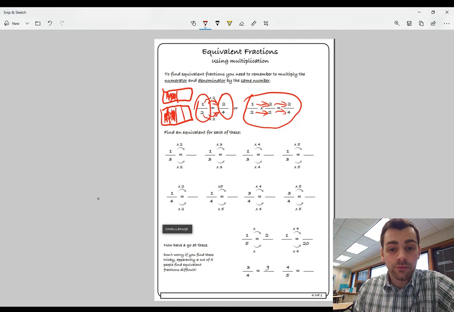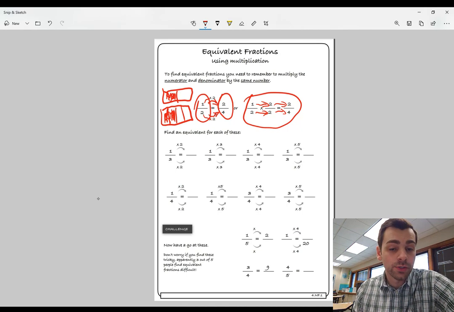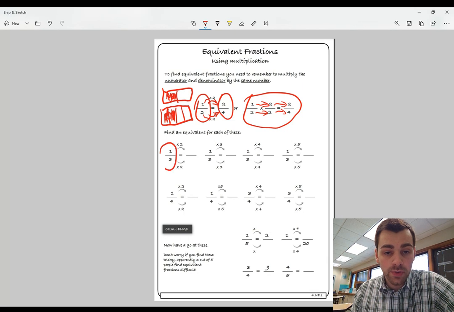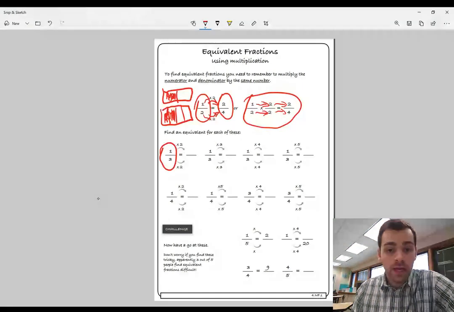Now, below, you're going to see a bunch of other fractions. And the majority of these fractions, they have picked out a number for you. So for example, down here we have 1/3, and they want you to multiply the numerator and the denominator by 2. And that will find an equivalent fraction to 1/3.